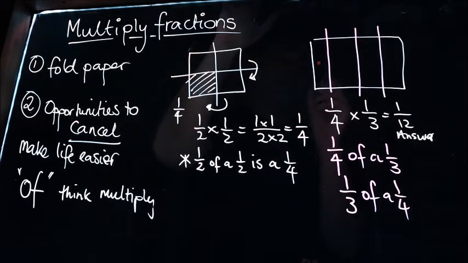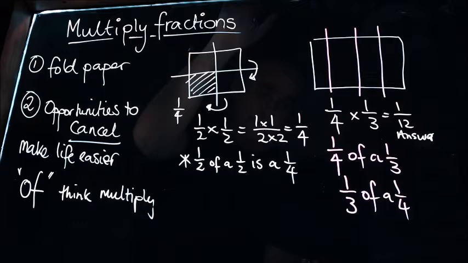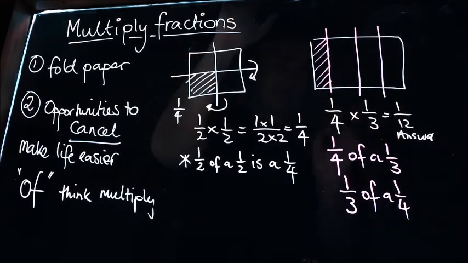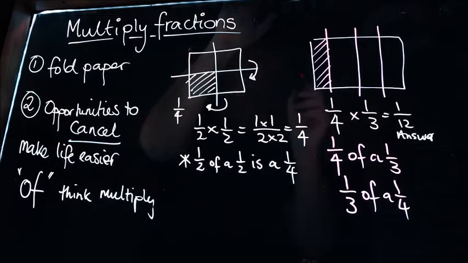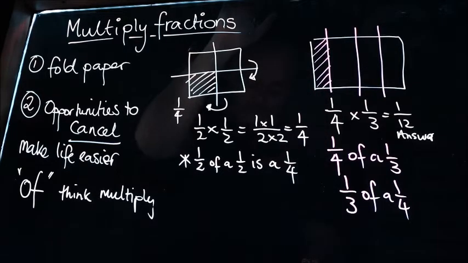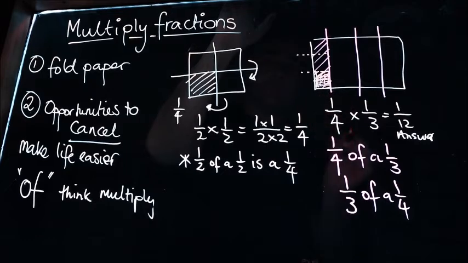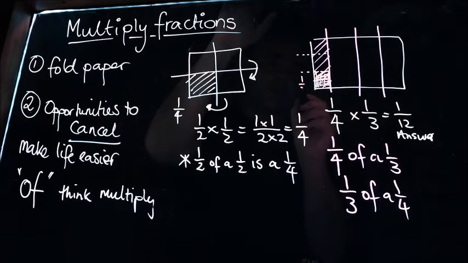So here is a quarter, and we want 1/3 of it. To do that, we need to think about what that represents. A third, if we chopped this into thirds, where it overlaps, here perhaps. I'm just shading that box in to say that is 1/12.